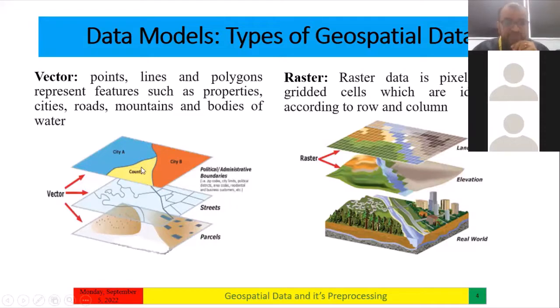So if we see here, there are three layers in the vector image. The first one only uses lines to segregate the different boundaries of city A, city B, and the country. Then we have lines to segregate the streets, and then polygons and points to represent the parcels. Whereas in the raster case, the entire geographical area is divided into grids, each grid is called a cell or pixel, and each pixel has a homogeneous size, or a similar area.